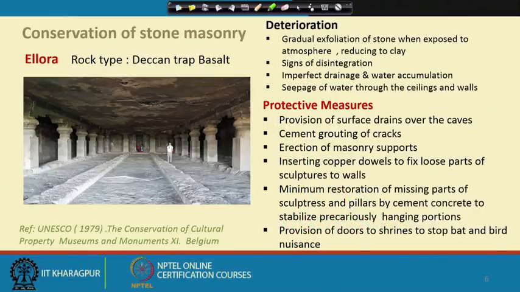There is a restriction on the number of visitors, there is a restriction on taking photographs and using flashlight. So, some sort of precautionary management measures are there, and recently the Japanese government has also done a lot of afforestation around these caves to control the environment, temperature, humidity and other factors on a large scale. So, these are some of the protective measures which have been happening in Ellora.